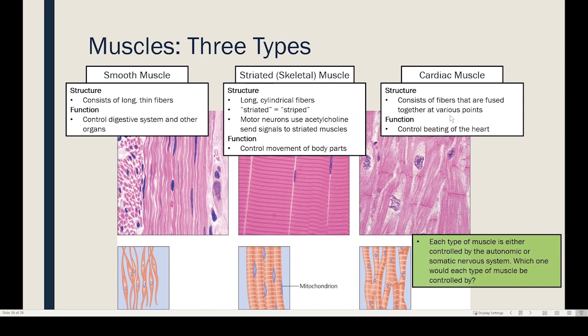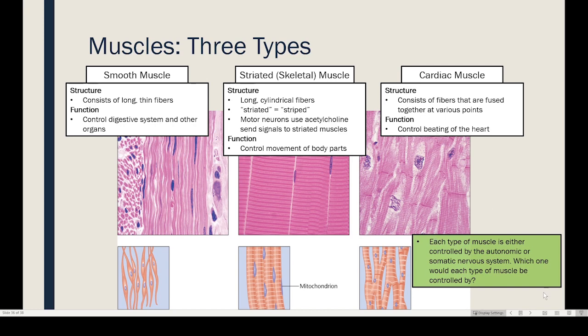These consist of fibers that are fused together at various points. So whenever they contract, they all contract together. It's different from these other ones because those muscle fibers aren't attached to one another, so the fibers can actually move independently, but that doesn't happen in the heart. So obviously the function of cardiac muscle is to control the beating of the heart.